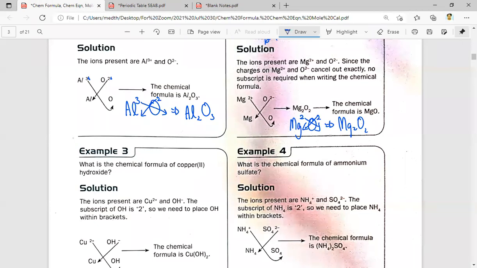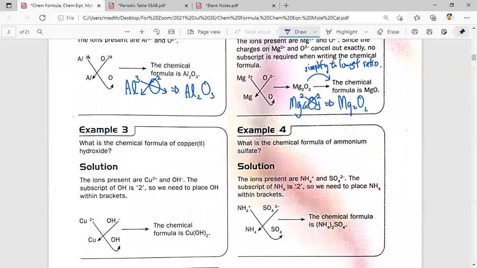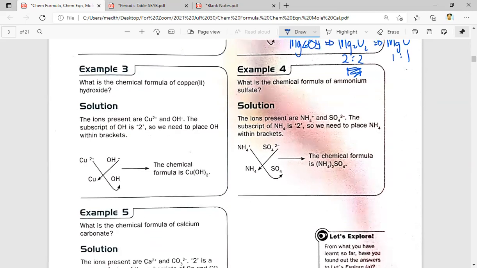Now, why we don't see the formula Mg2O2? Instead, we tend to see MgO. It's really because we will always simplify to lowest ratio. So Mg2O2 is actually 2 magnesium is to 2 oxygen. This is not the simplest ratio. As such, we need to convert it 1 is to 1, which is actually MgO. 1 is to 1. 1 magnesium is to 1 oxygen. Okay, so this is a second example in terms of chemical formulas.